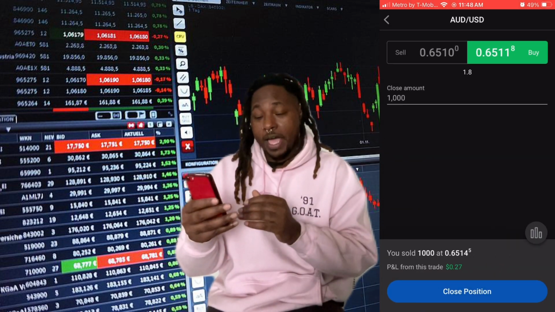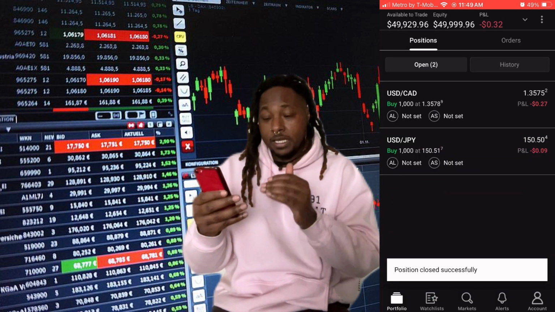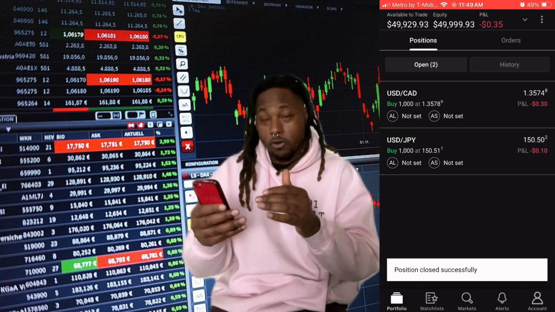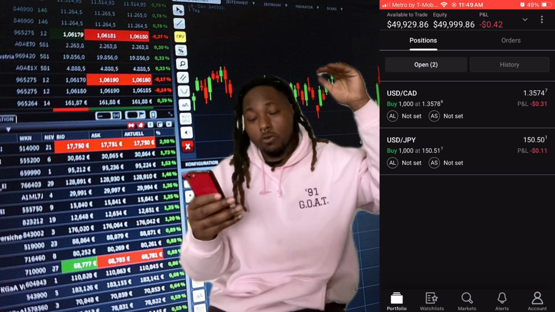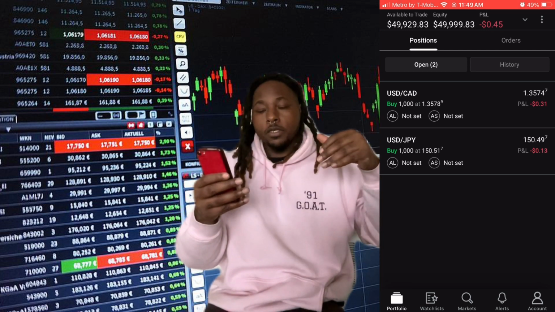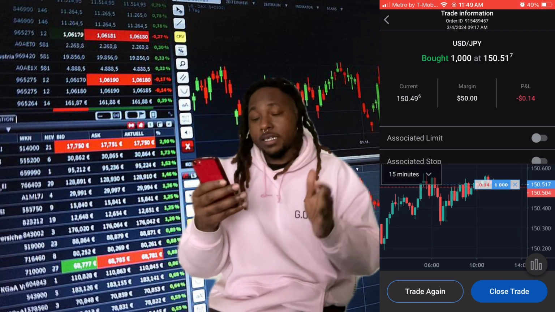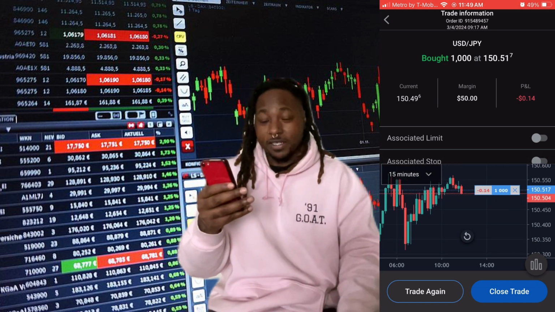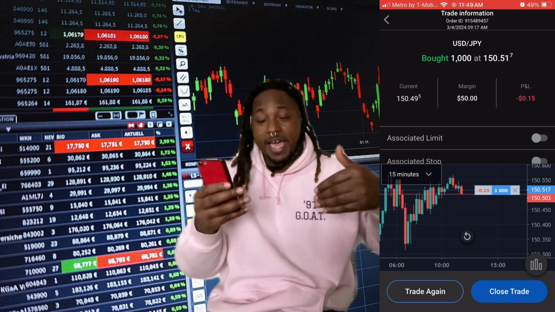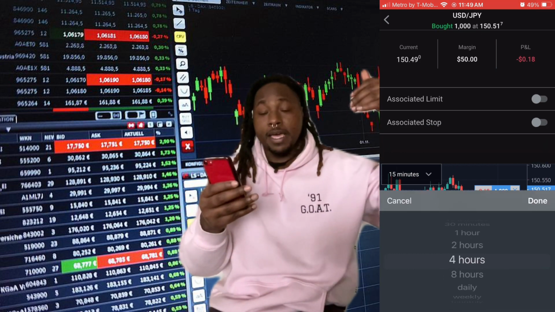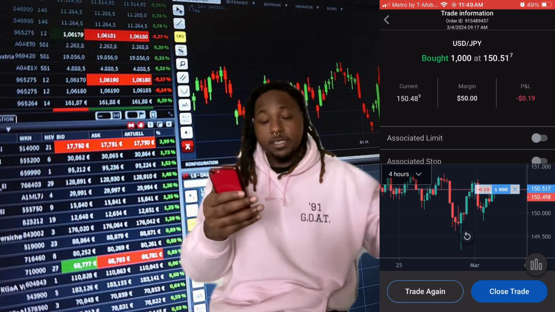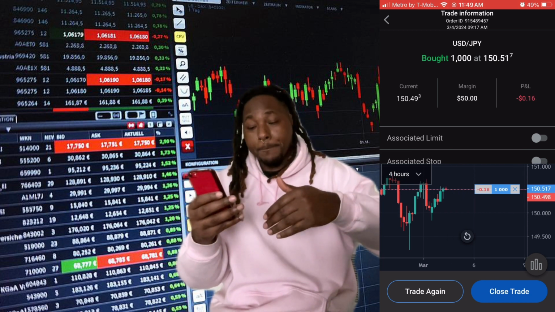So I got into a USD CAD sell because it looked like the market was going to drop a little bit more. It says the spread cost 12 cents and I made $1.09. That was lovely, right? Directly after that, I got into a GBP JPY buy.